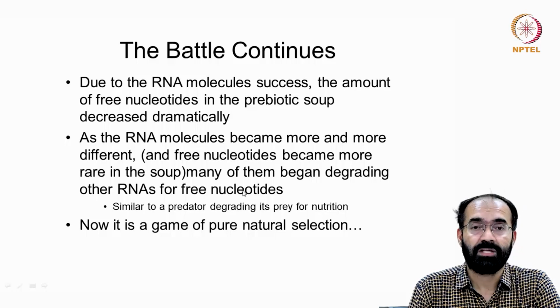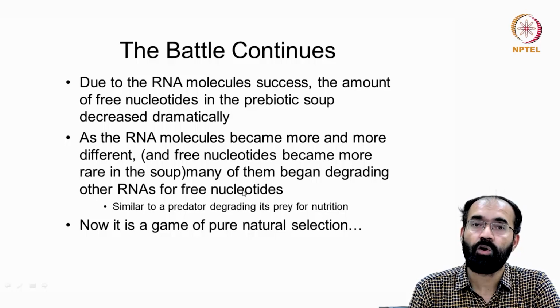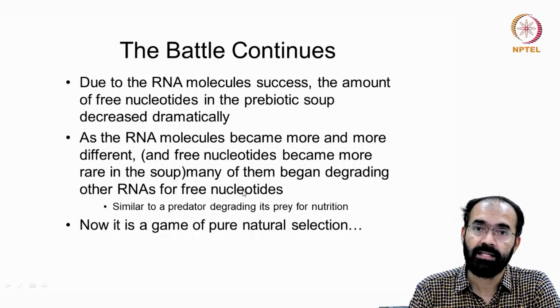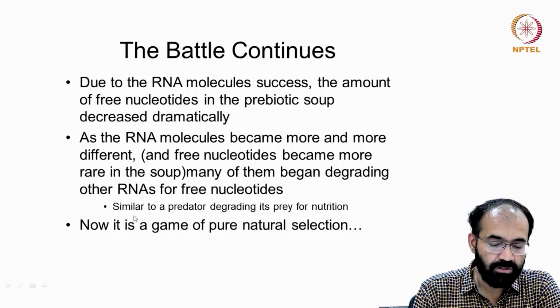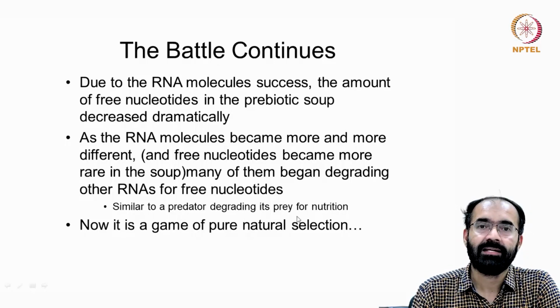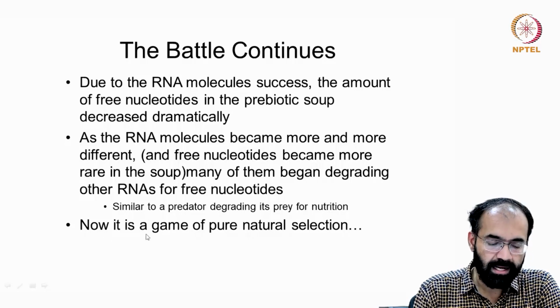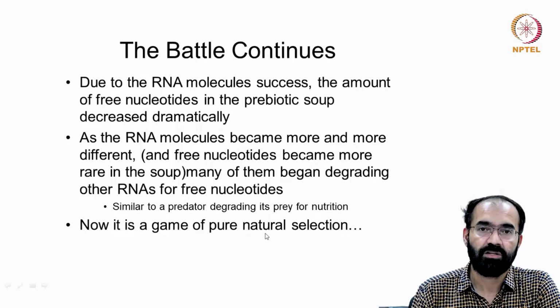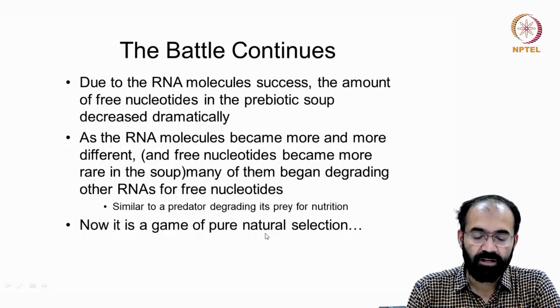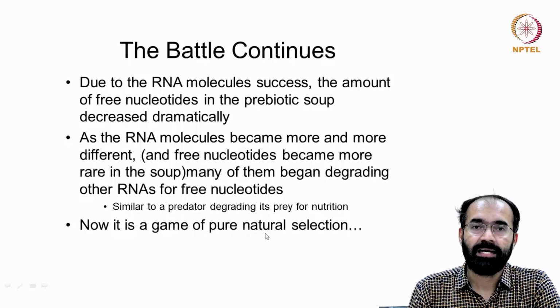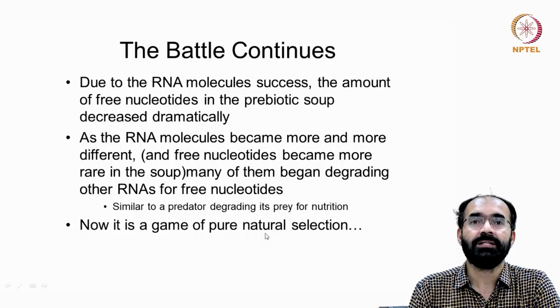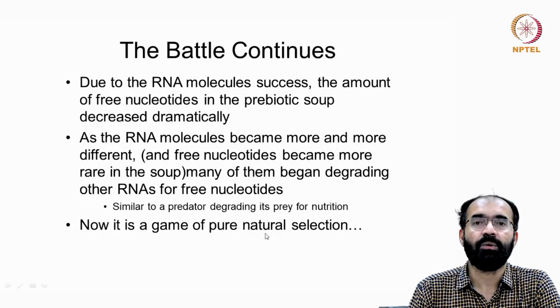So those ribozymes, which are now capable of making a copy of themselves, should also have the ability to cleave other incapable RNA molecules. That is some kind of predation, similar to a predator degrading its prey for nutrition. Now it's a game of pure natural selection. Who wins? Like if I am 50 kilo body weight, if a 100 kilo body weight fellow comes, I will lose. If a 20 kilo body weight fellow comes, I win. So the size of the body decides whether I will be a winner or loser.